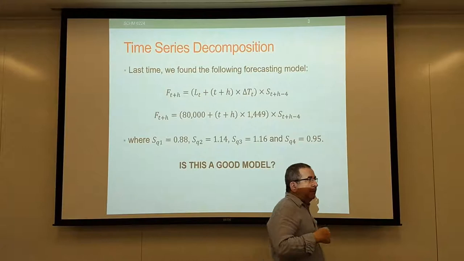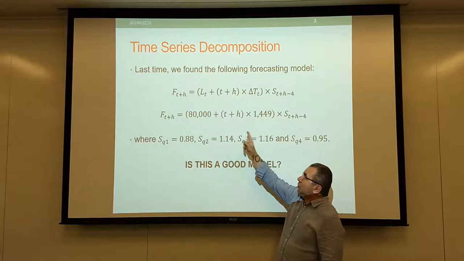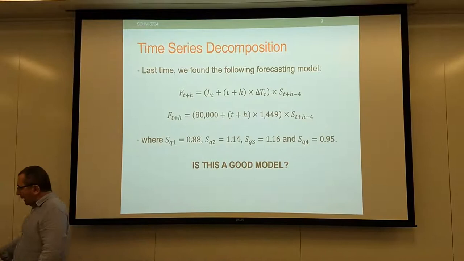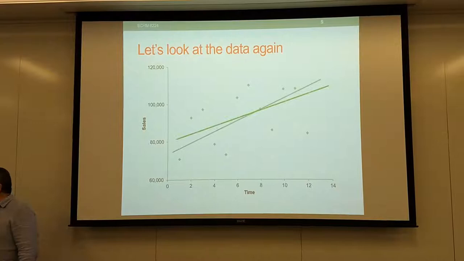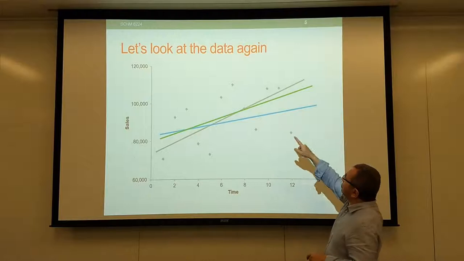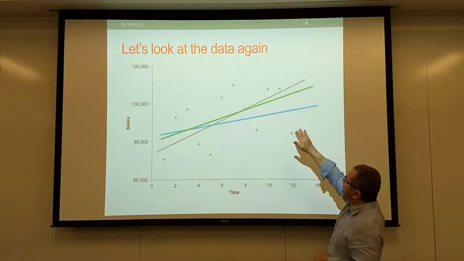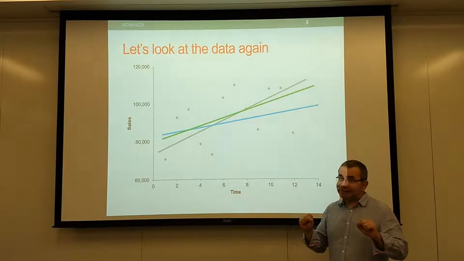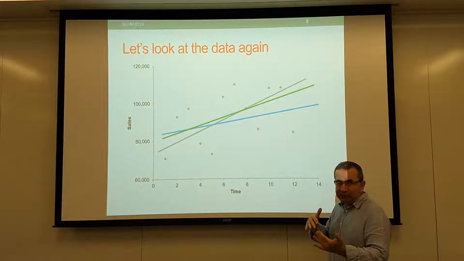And the question then is, are these good values, or are these the best values? Or how good are these values? So let's look at a few lines that we could fit. These data points are actual demand, and we're trying to estimate the trend line. We can fit multiple trend lines like this. And the idea is, which one is best in some sense? Which ones are better than others? Now the regression analysis gives you that answer.